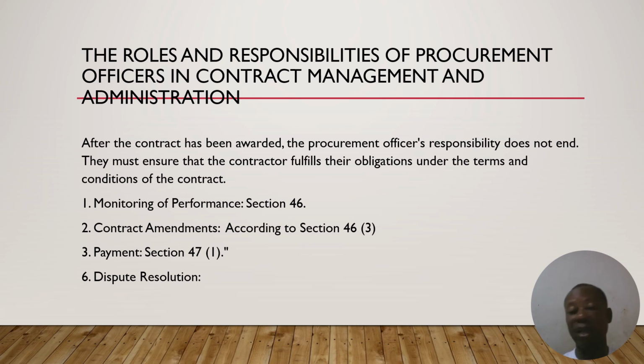Section 46 of the Act. We have to make sure we do contract amendment if need be, if possible. Contract amendment, we have to handle it. Whatever goes on in the committee that we have set, we procurement officers must be aware, and we make sure we keep records and seek approval according to the Act, Section 46(3). And then payment is our duty, to make sure that the contractors are paid.